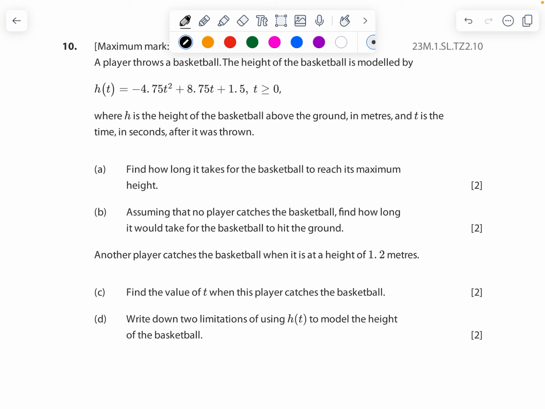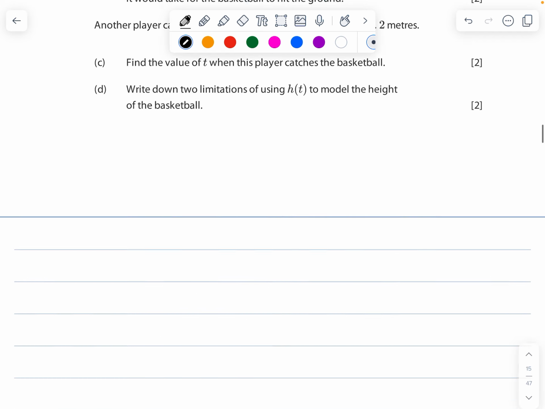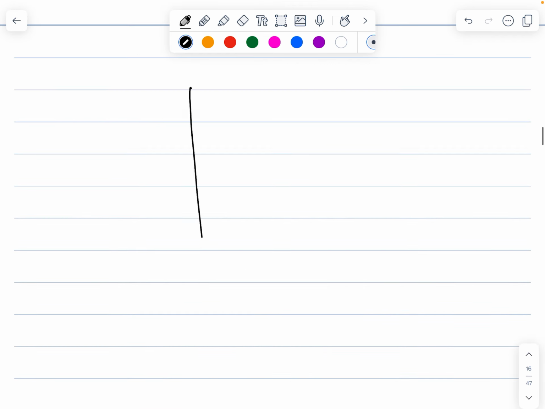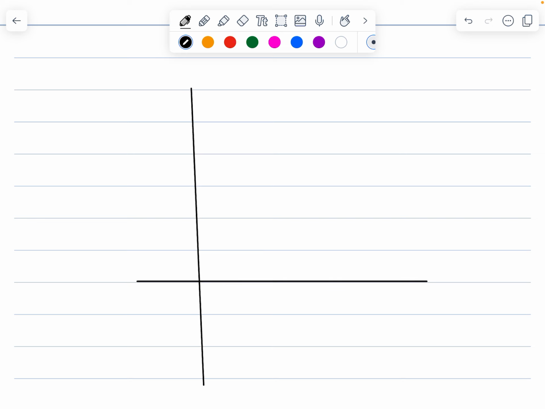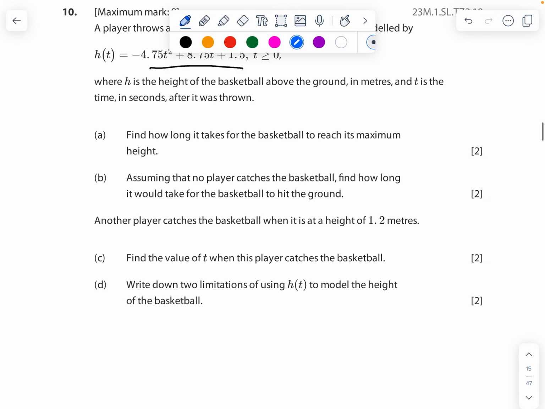So what am I going to do? I'm going to sketch this one by using the GDC. Because he's throwing the ball, there will be a certain height. From a certain height he's throwing, and your graph should look like this. Use the GDC to find the maximum point, and it should be at 0.921 seconds. That's all. Very simple part.